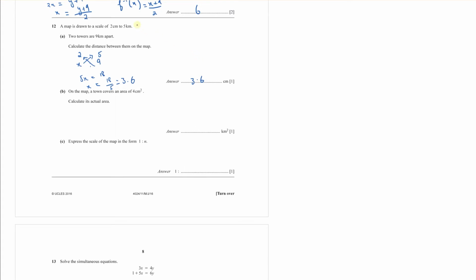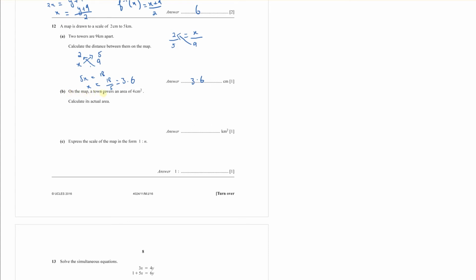You can also solve this by using ratios or fractions as well, where 2 centimeters is 5, and then you have to find x centimeters, which is 9 kilometers, which is basically the same. To find the value of x, you'll have to bring this here, which becomes equivalent to this as well. So any of the two methods is fine.